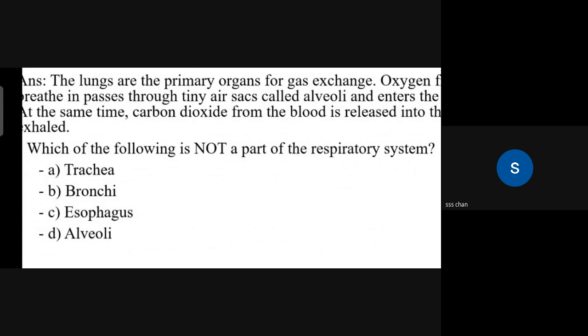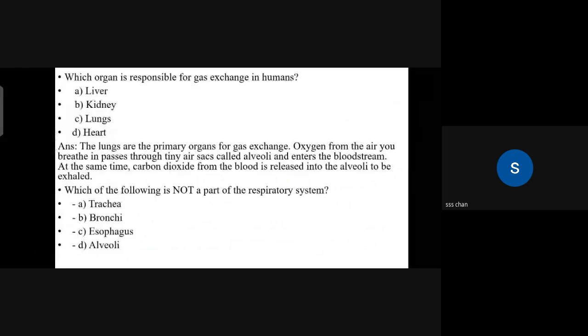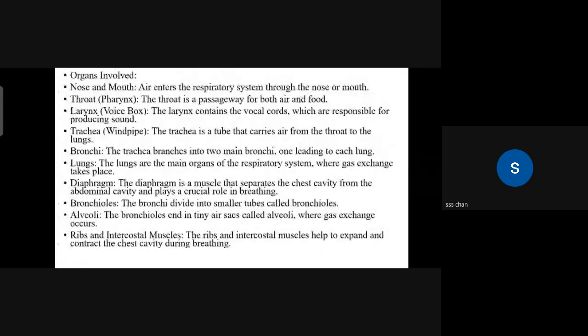The esophagus, also known as the gullet, is part of the digestive system, not the respiratory system. For the rest here, the trachea is part of the respiratory system, which is responsible for transport of air to the throat. I think I mentioned that earlier on. The trachea carries air from the throat to the lungs. The bronchi is one of the two main parts of the trachea.